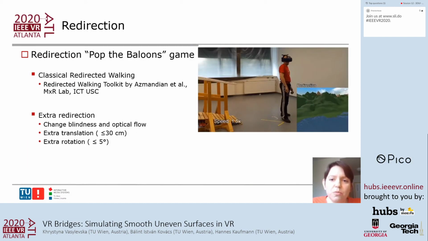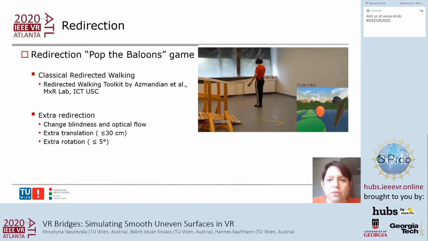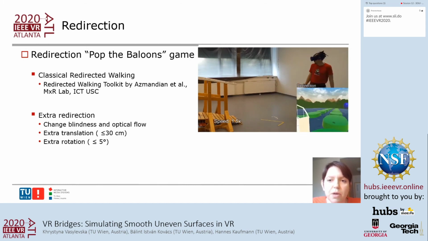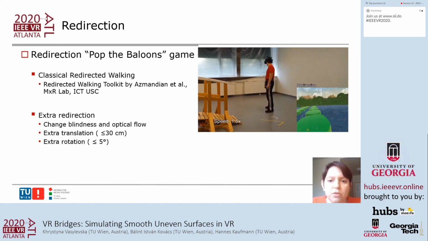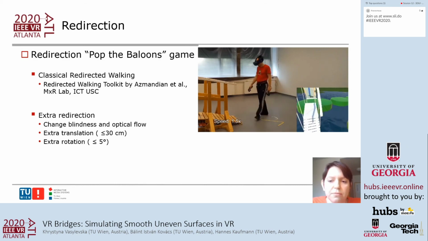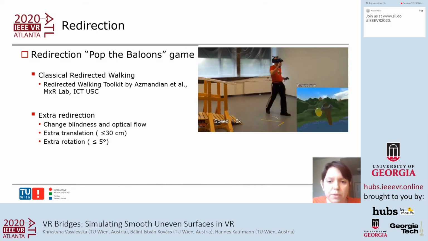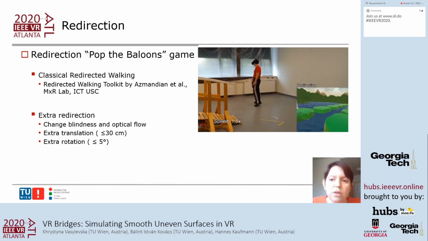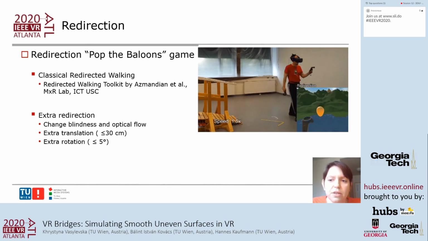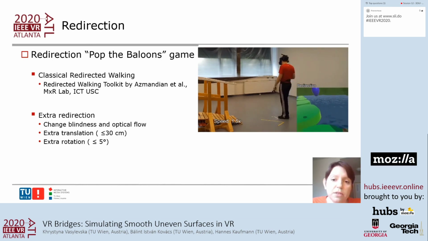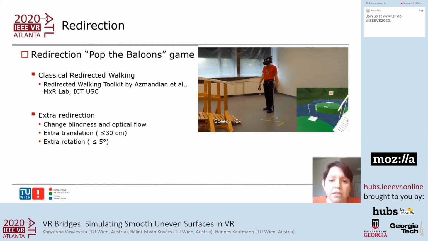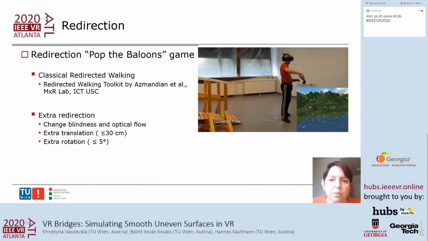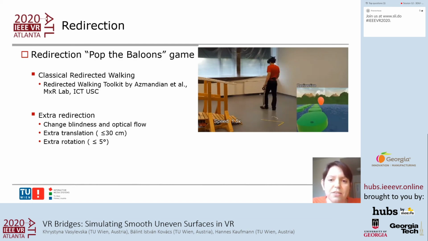To map all these virtual bridges to a single physical prop, we used Redirected Walking Toolkit by MXR Lab and masked it with a Pop the Balloon game. To assure that our virtual and real bridges are aligned perfectly and to minimize the redirection time to achieve this goal, we extended the redirection with a combination of change blindness and optical flow. By doing additional redirection when the pop balloon exploded with the colorful particles distracting the user.